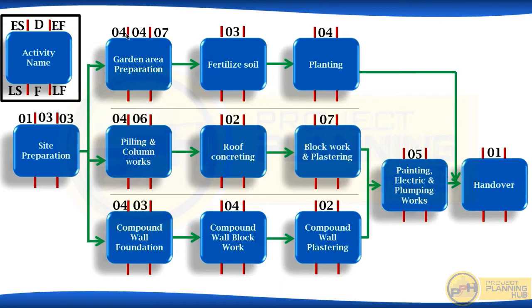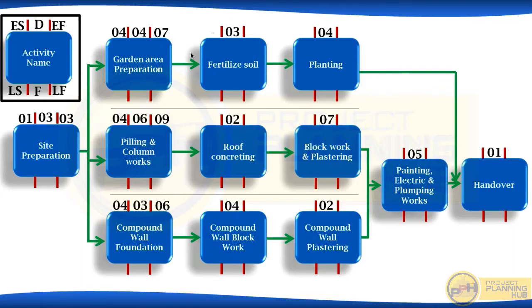I hope you understand the calculation. Think logically. Garden area preparation will start on 4. Then it will continue to 5, 6, 7, 4 days. So it will finish on 7th. Okay, what is the early finish for piling column works? 9. What is the early finish for compound wall foundation? 6th. Okay, I hope now you understand the calculation.